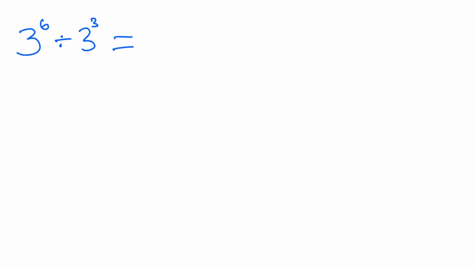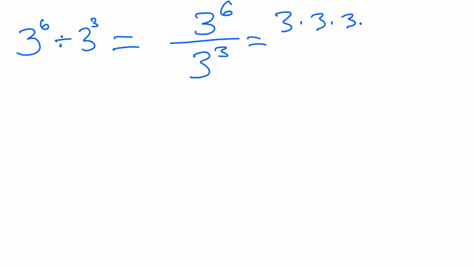If I had 3 to the 6th power and I was dividing it by 3 to the 3rd power, I could write that straight across, or I could write it as a fraction. Remember, a fraction is just a division problem. So if I had 3 to the 6th power as my numerator and 3 to the 3rd power as my denominator, what that really means is I have 6 3's being multiplied on top and 3 3's being multiplied on the bottom.